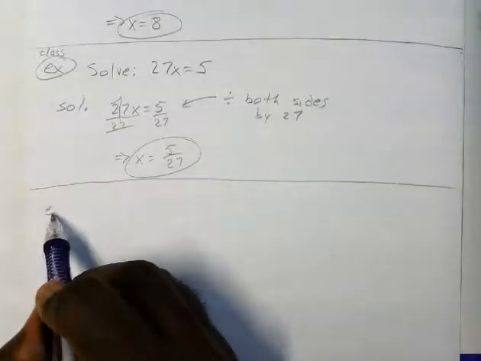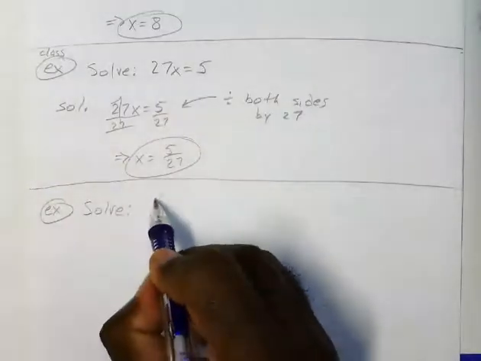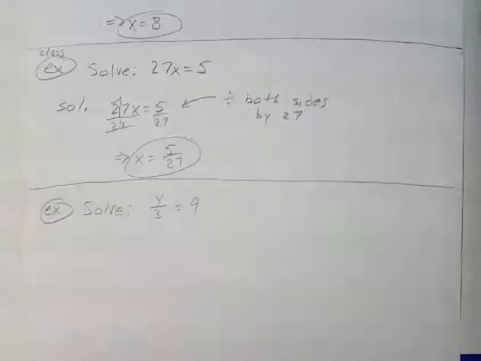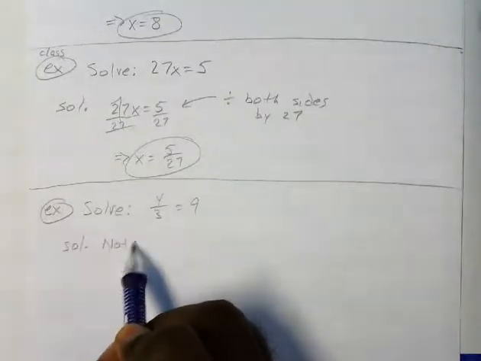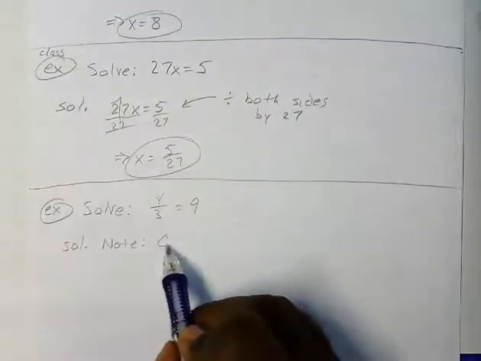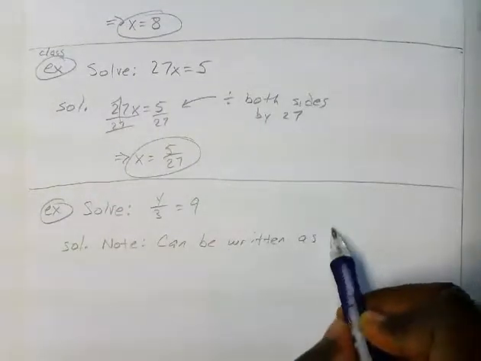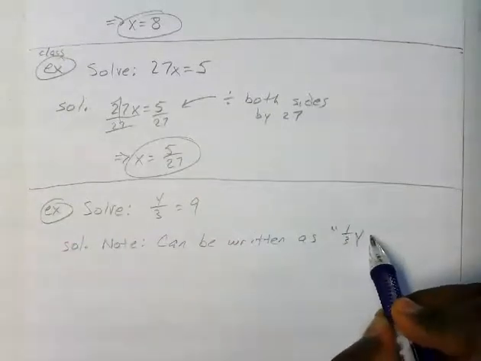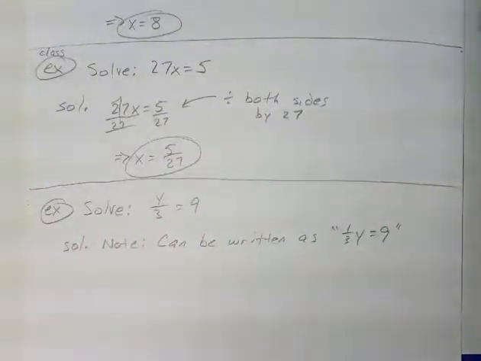Okay, so let's say, for example, we wanted to solve y over 3 equals 9. Now, just a quick note. You may have y over 3 equals 9, or it can also be written as 1/3 y equals 9. Both of these are the exact same problem, so you would solve them both the same way.